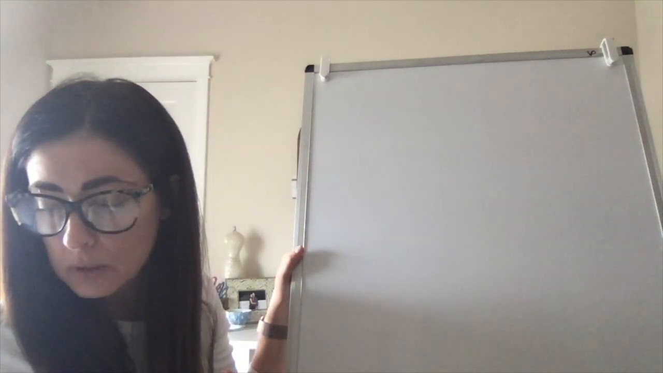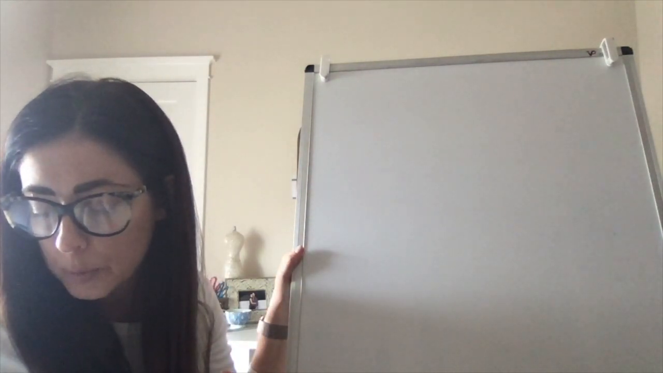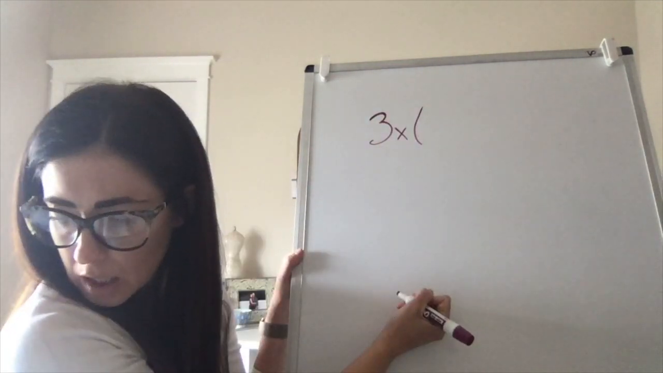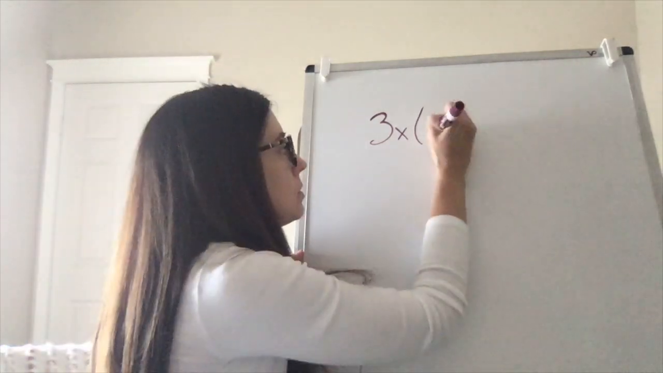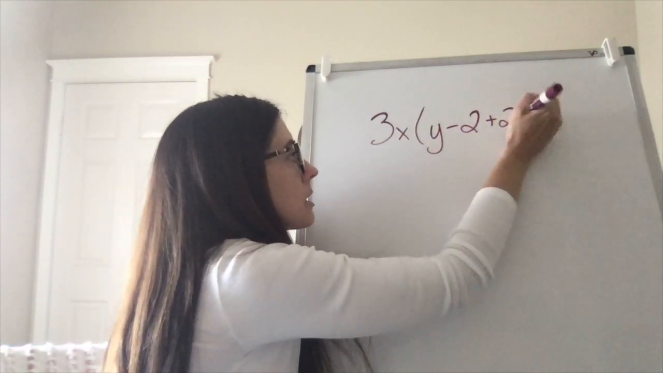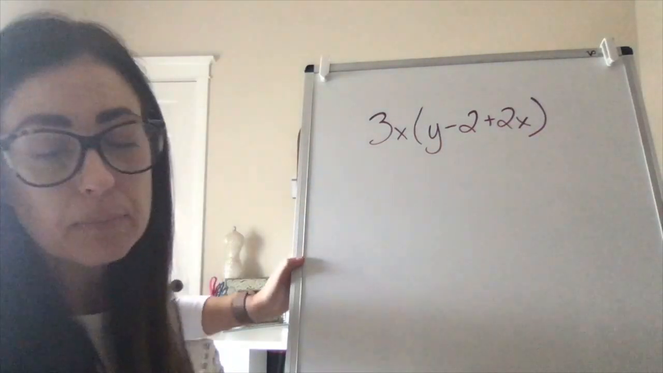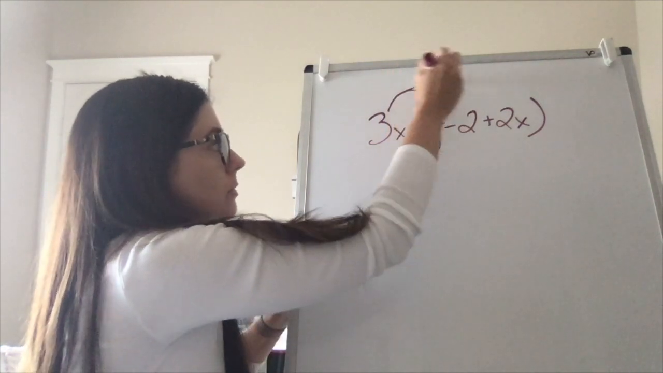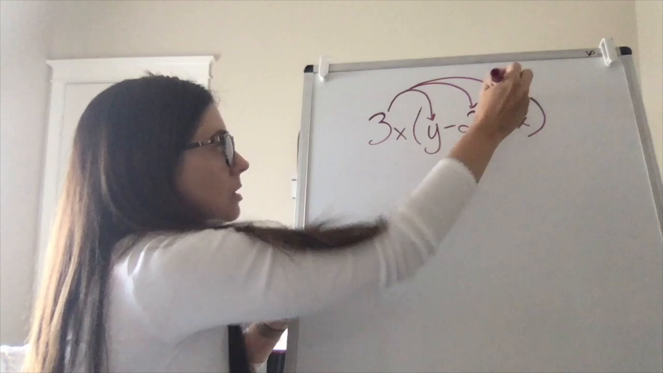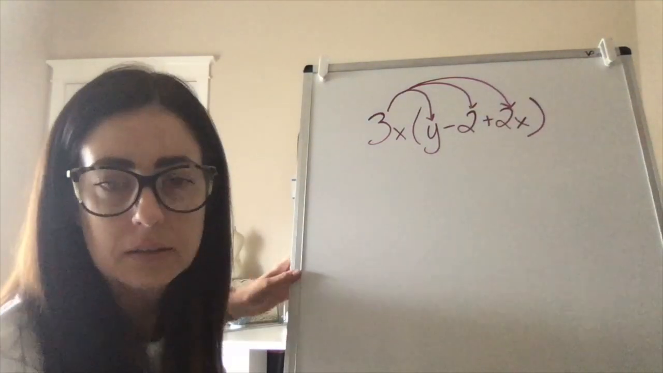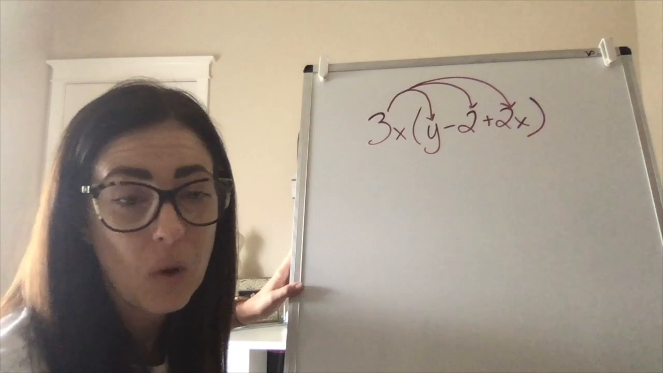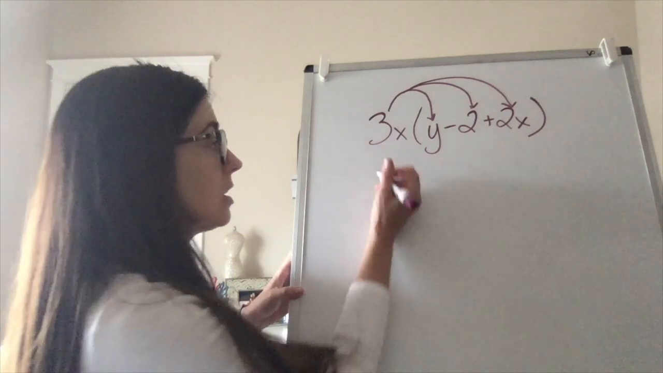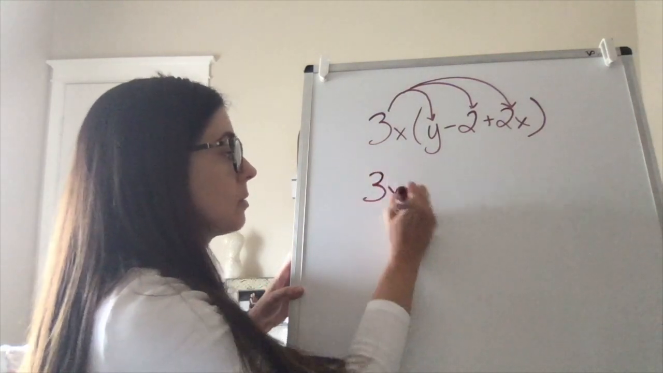So our next distributive property of multiplication problem is 3x, parentheses, y minus 2 plus 2x. Now, the concept doesn't change. We take the 3x and we multiply it by our first term, our second term, and our third term. 3x times y. Now, do we know what x or y are? We don't. So all we know is that they're being multiplied by each other. So the only thing we can do is say 3xy.